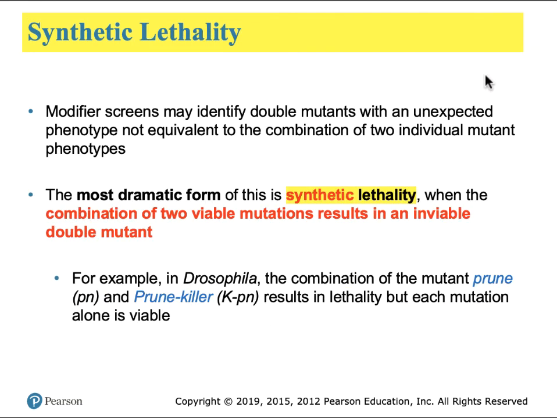An extreme example of this very broad range of interactions between genes is that of synthetic lethality. In this case, two genes interact with each other to cause a set of alleles to produce a lethal outcome. Each mutant allele in itself doesn't cause death, but the combination of two of them will. Therefore, synthetic lethality. The example given here is in Drosophila, the fruit fly, where the combination of a mutant form of the prune gene as well as the prune killer gene results in a lethal outcome for those individuals.